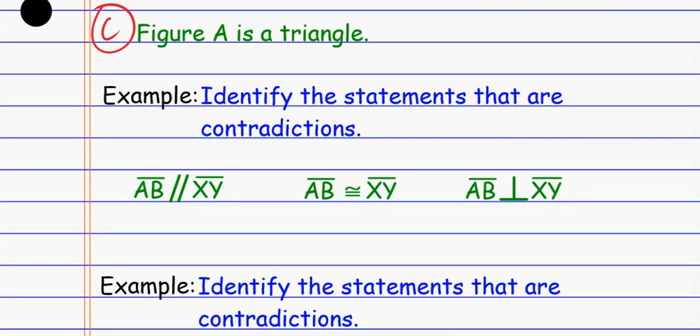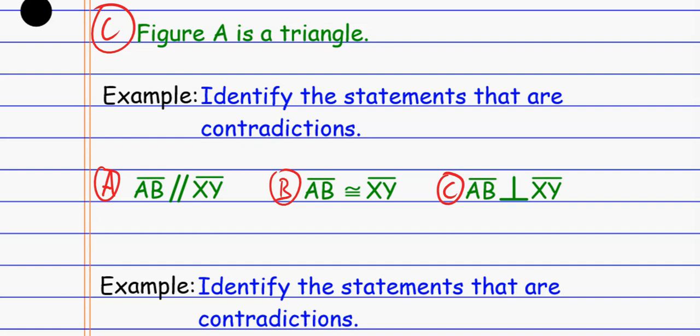Likewise, if I look at these, once again let me label them A, B, and C. I've got segment AB is parallel to segment XY. I've got segment AB is congruent to segment XY. And I've got segment AB is perpendicular to segment XY. I have to decide which of these would be contradictions. Can they exist together? If I looked at those two segments being parallel versus being congruent, could they be congruent and parallel at the same time? Could I have two congruent segments that are parallel?